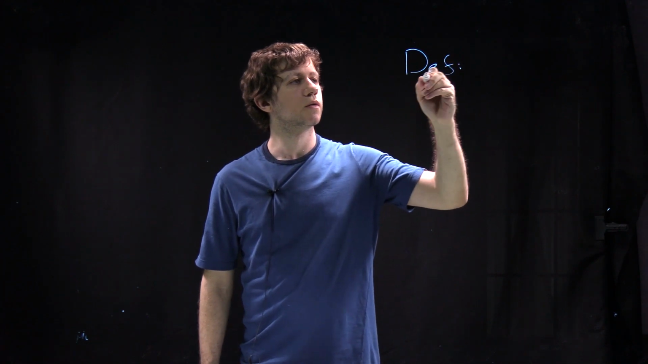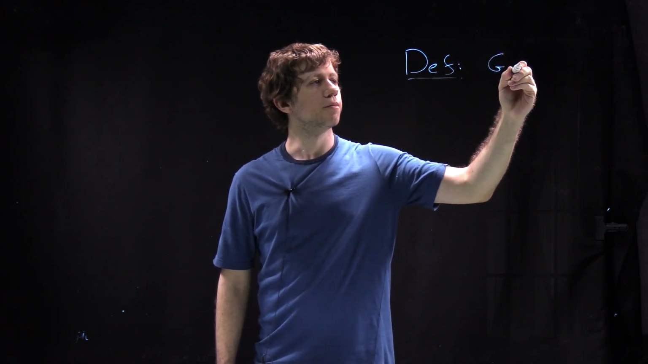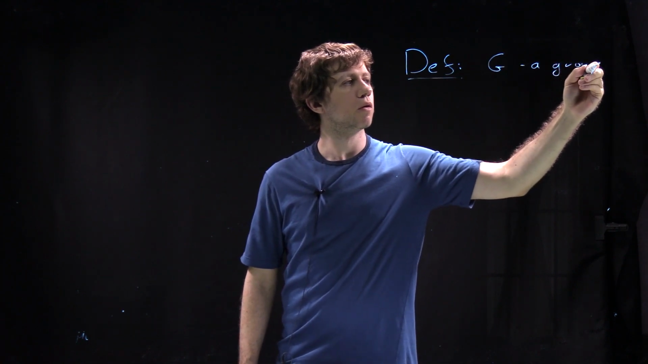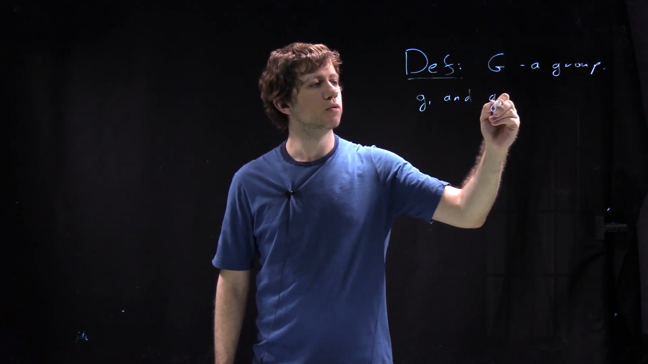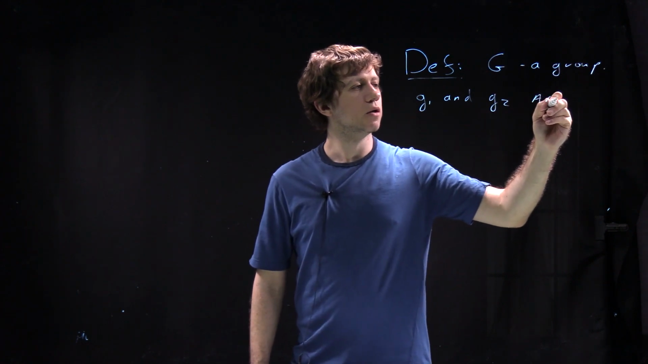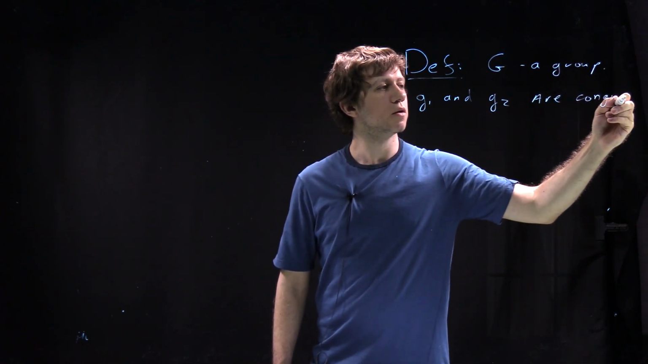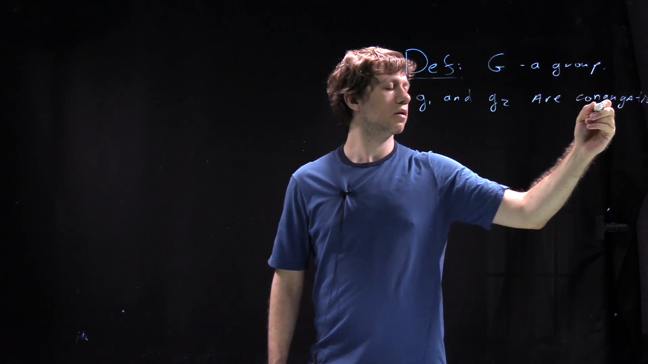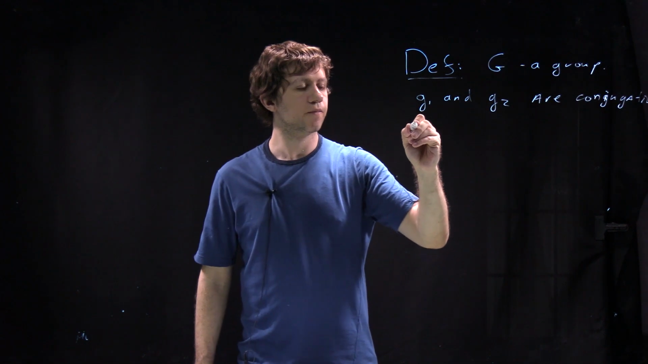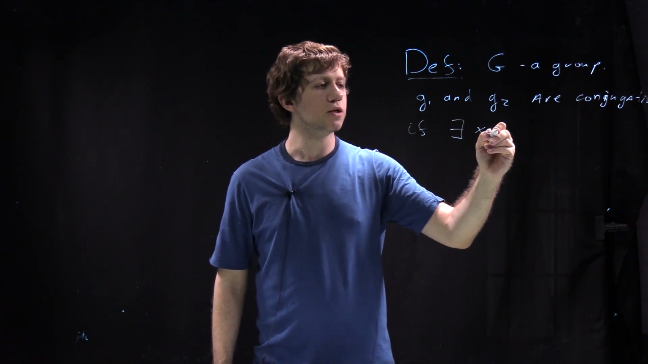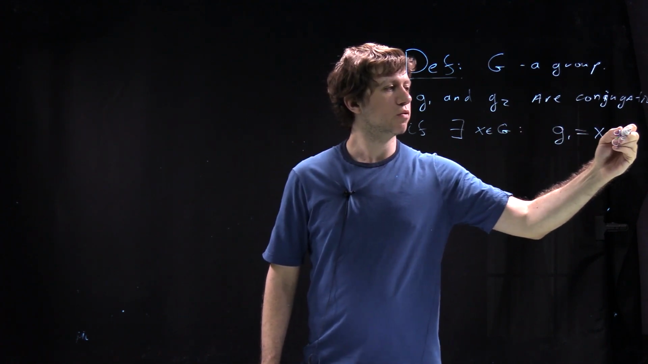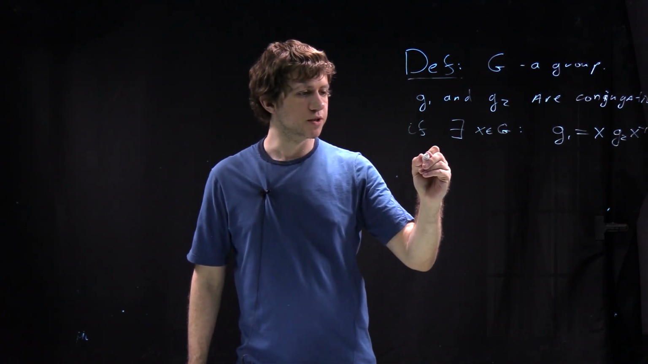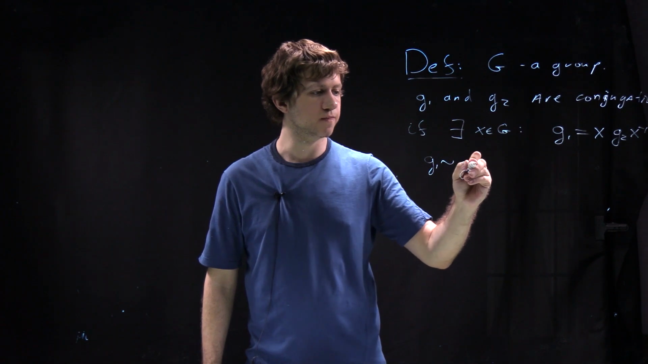Okay. So, definition. Let G be a group. Then g1 and g2, of course these are elements of G, are conjugate if there exists an element x in G such that g1 equals x g2 x inverse, and we'll denote it g1 is conjugate to g2.